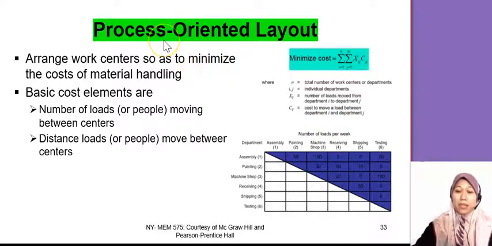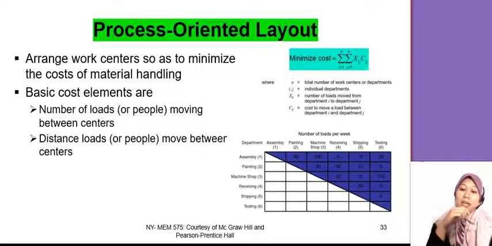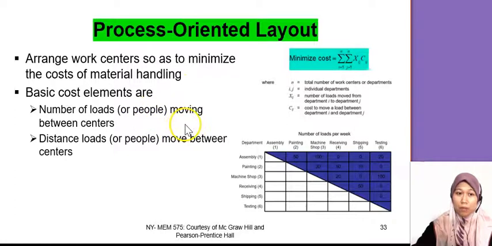There's a method for arranging the layout for process oriented. This is one of the methods. They use this method based on the number of loads or people moving between the centers and also the distance. They consider these two factors, and they have a formula in terms of cost. So they are trying to find the minimum cost possible, so they want to arrange the workstations.